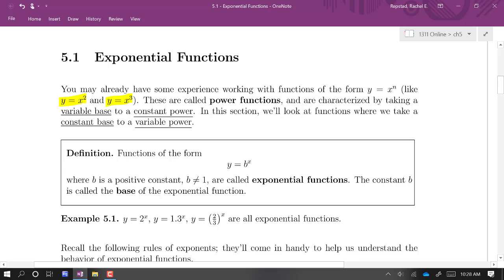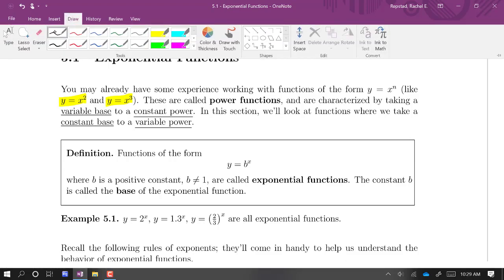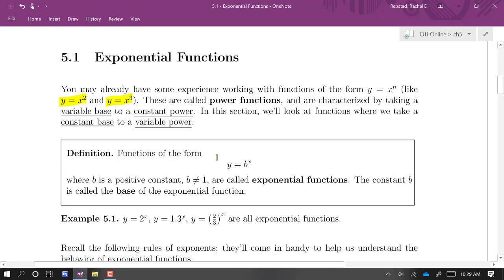Now, with exponential functions, we switch that around, and we take a constant base and raise it to a variable power. So the exponential functions have this basic form: some base, which we call b, that's a constant. That's just a positive number that's not equal to 1, and then we see what happens when we raise that to different powers. So the exponent is the variable.